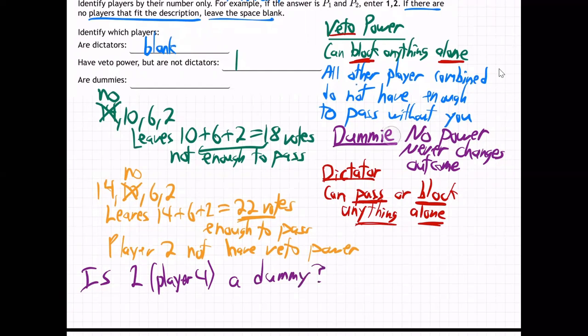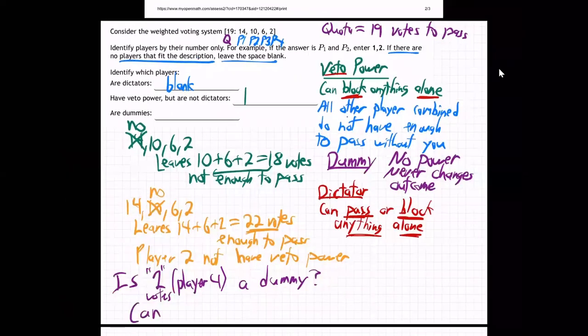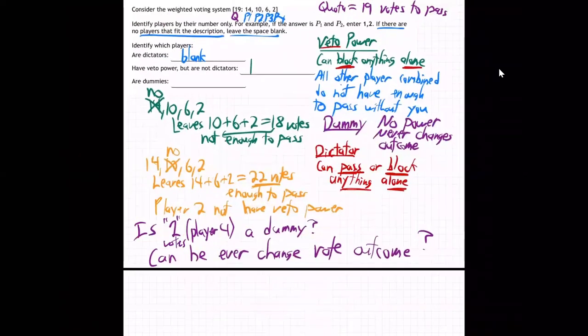I guess I should have written dummy right here like this. Dummy. Is the 2 votes guy, which is player 4, right up here, a dummy? Well, can he ever change a vote outcome? Can he ever change the result? Is there ever a situation in which something was not going to pass and then he made it pass? Well, he's only got 2 votes. So it takes 19, right? The quota. Takes 19 to pass. That's the quota.